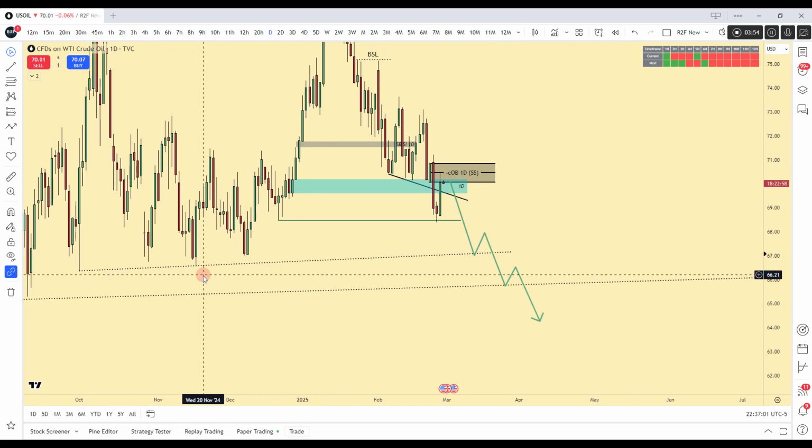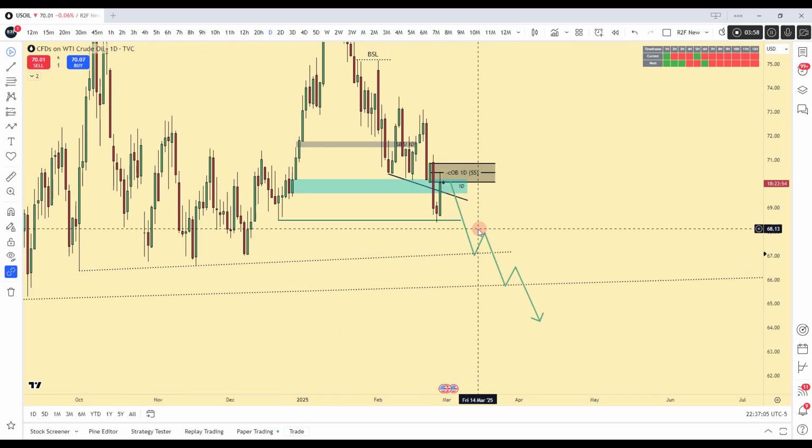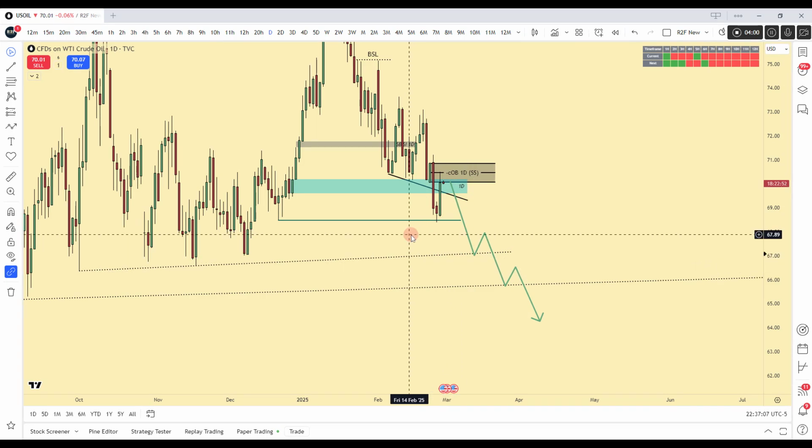I'm not using these levels to trade off of. I'm not taking longs off those levels because there are traders that use these levels, and you do get bounces from them. So you can make money.